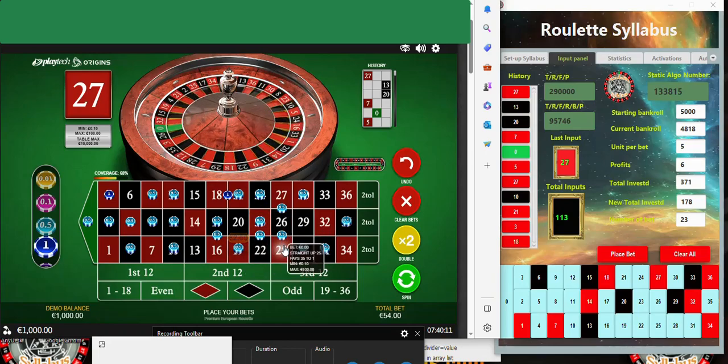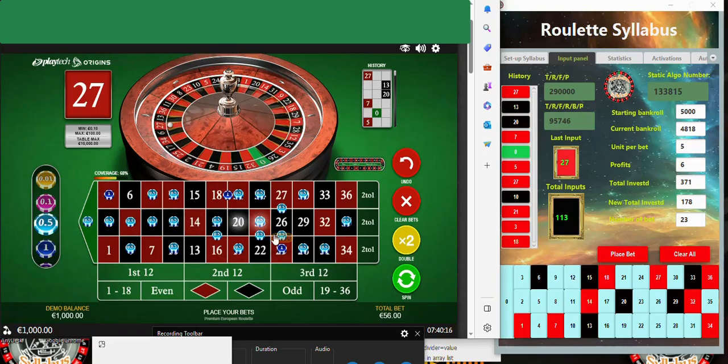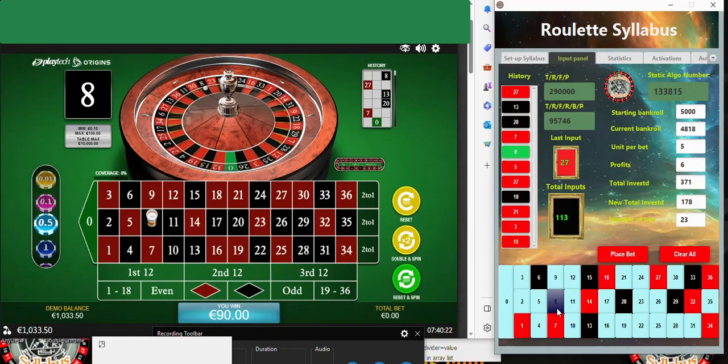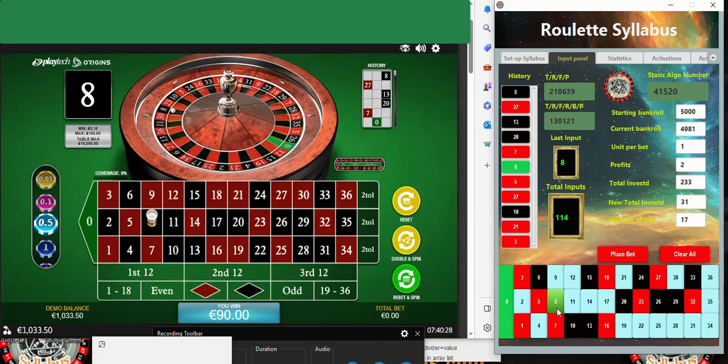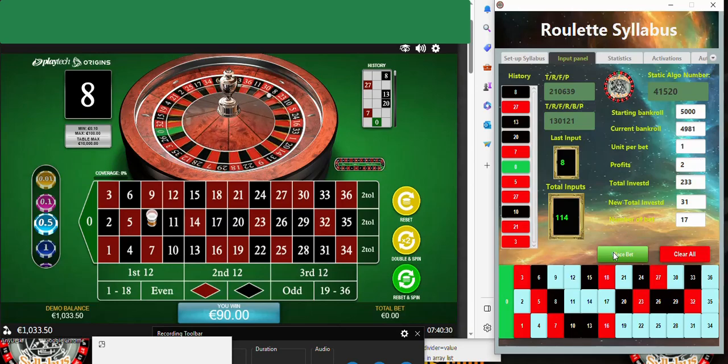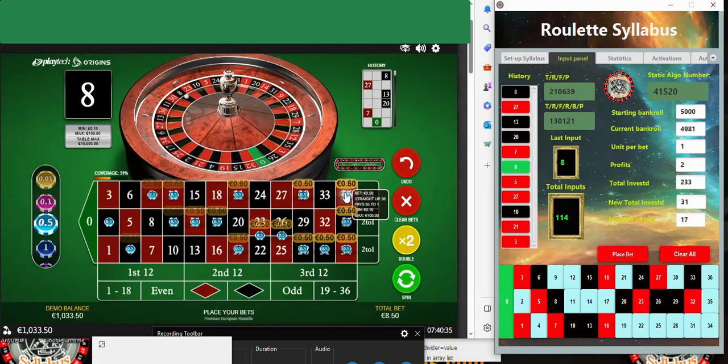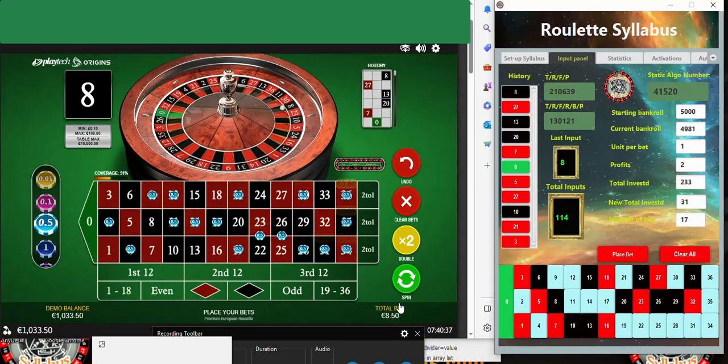So I spin, and I won. I mean, what else do you want to do? You are going to win. It's roulette syllabus. You see, we are in profit by 33 and it's still 1 unit per bet. So I keep on spinning and it's still a win. What else do you want to see? It's roulette syllabus. It is designed to win, right?